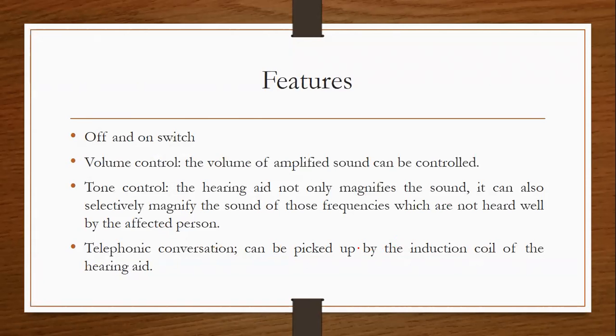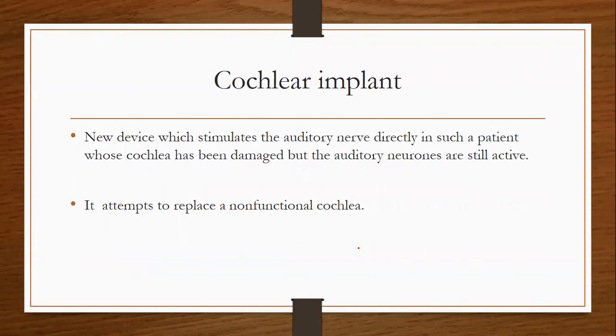with telephone communication. The next is cochlear implant, because we can manage this deafness either through hearing aid or through the cochlear implant. Okay, cochlear implant is mainly responsible for sensori-neural deafness. So a new device which stimulates the auditory nerve directly in such a patient whose cochlea has been damaged but the auditory neurons are still active. Cochlear implant means it can be used in the patient whose cochlea is completely damaged.